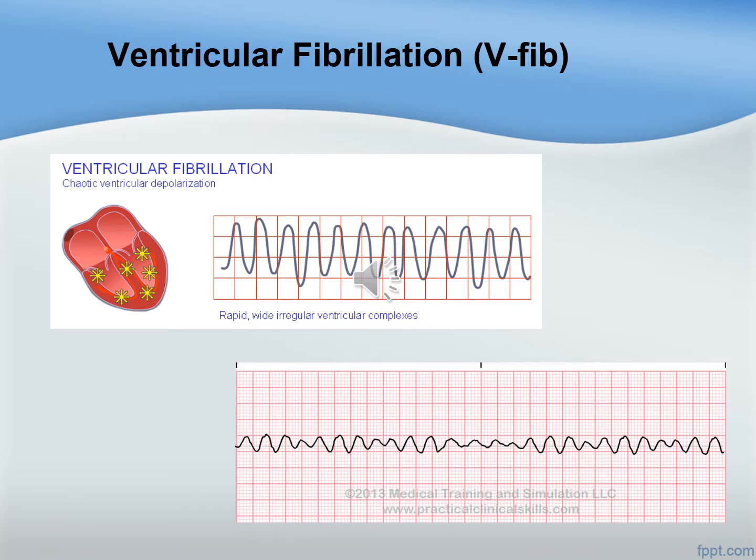So how do we reduce the risk of VFib? A patient may be on antiarrhythmic medications, which may help control the disturbances within the rhythm. They may have an implantable cardioverter defibrillator, the ICDs, for high-risk patients.